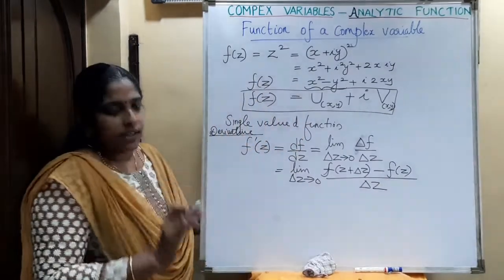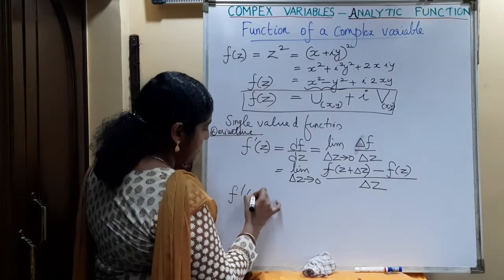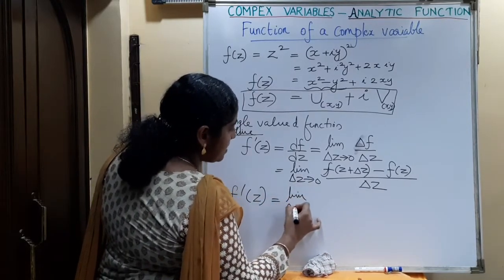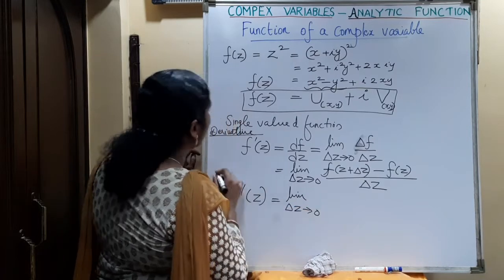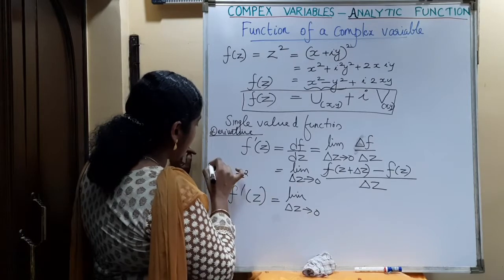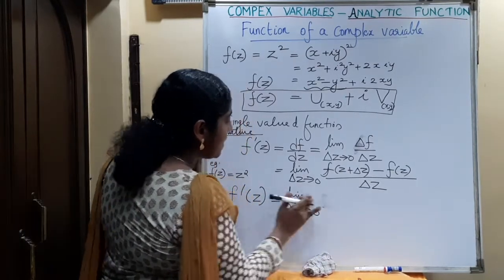In this example itself, f of z equal to z square, what will be f dash z if we use this expression? That will be limit delta z tends to 0. What is our f of z here? f of z is equal to z square. So what will that be? That is f of z plus delta z.